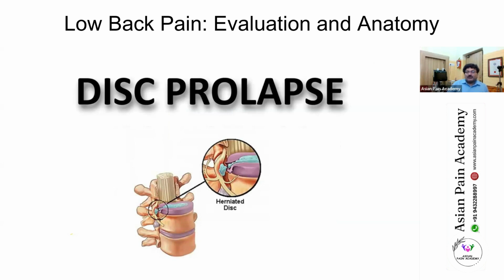Now coming to the prolapsed disc. This is, I think, one of the most common or well-known pathologies, where the disc is bulged or the disc material from inside has come onto the nerve root, and it creates a strong inflammation around the root. And when this inflammation occurs, there is pain.